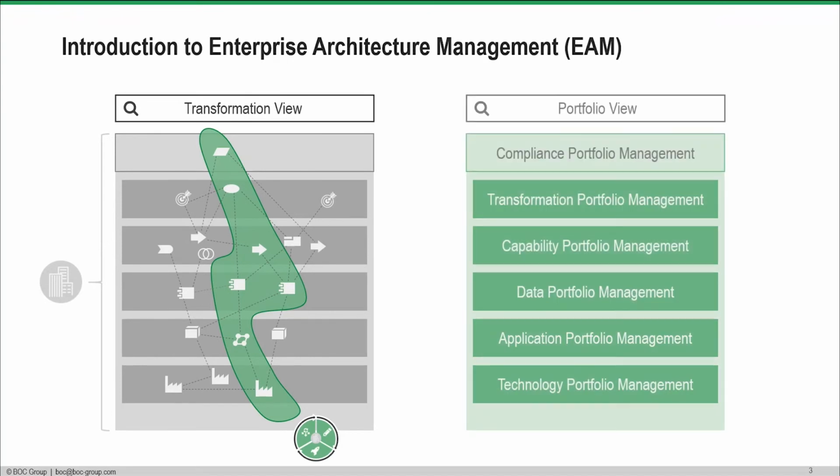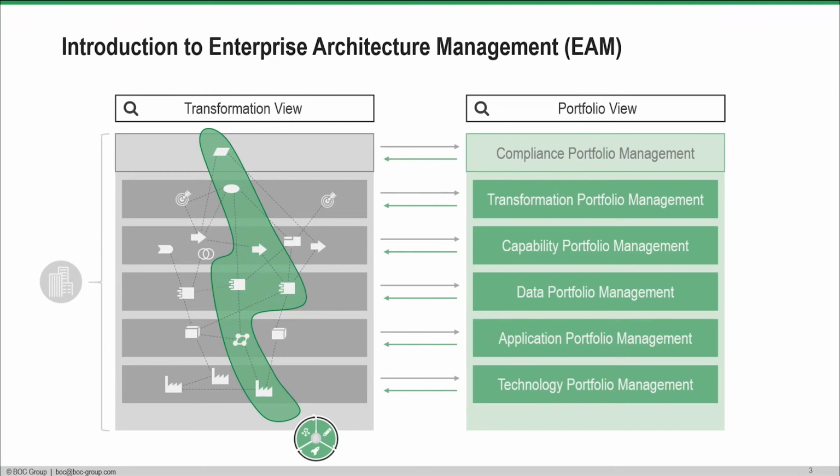From the transformation view, we can also derive the portfolio view. The portfolio view essentially presents us with the understanding of the various architecture portfolios, which will play a role in our digital transformation. We can identify which portfolios are most crucial and which individual assets are critical to the success of our transformation project.